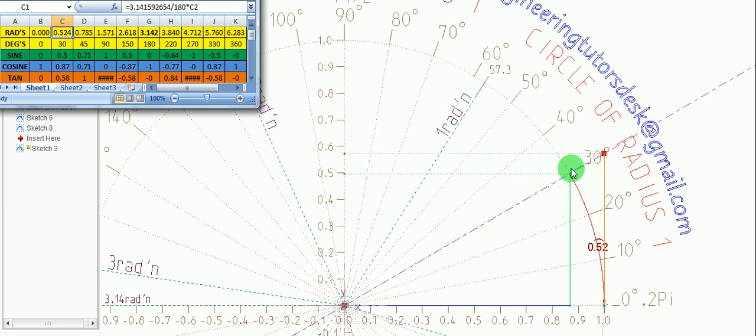Similarly, tan reads 0.58 at 30 degrees or 0.52 radians. Trigonometry is so simple. It is just measuring the height or the length of three simple lines.